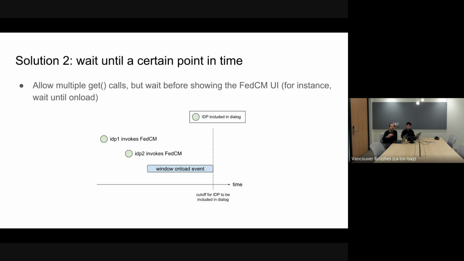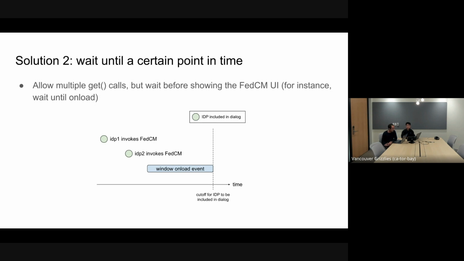in this case, unload. If it's after unload, it could be simpler, like wait for the next task and then have that be the cutoff or something like that. But unload is, a page load is generally the harder problem. So if we think about FedCM being invoked during page load, then we can think of unload or some other specific point in time as the cutoff. And then the browser will take it from there.